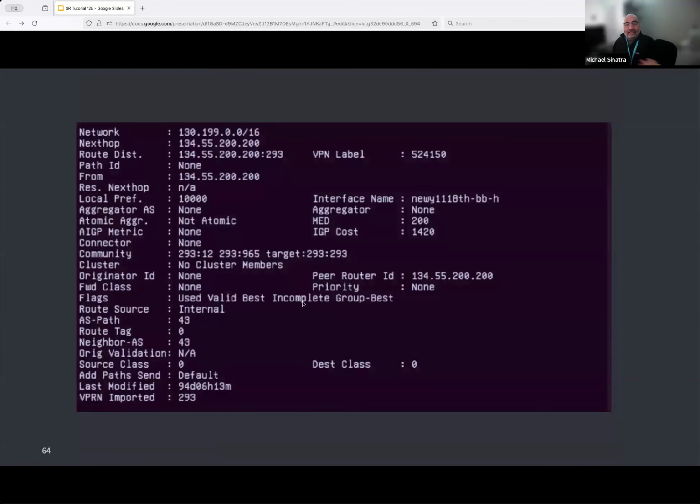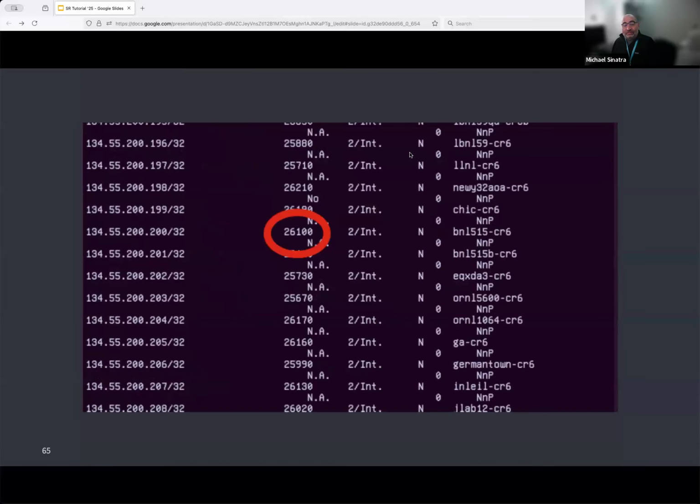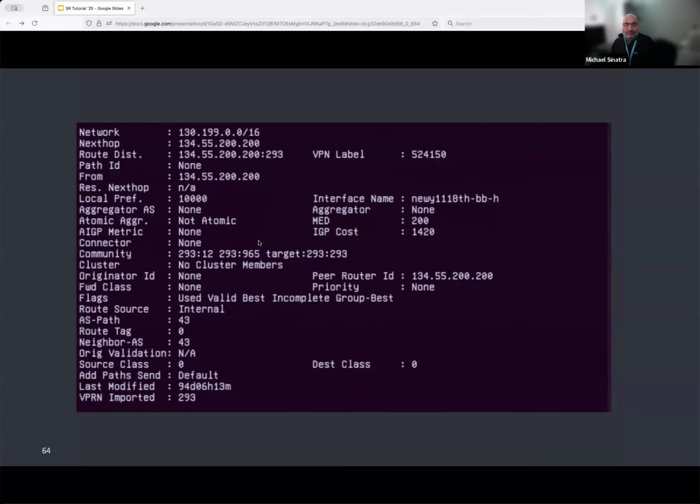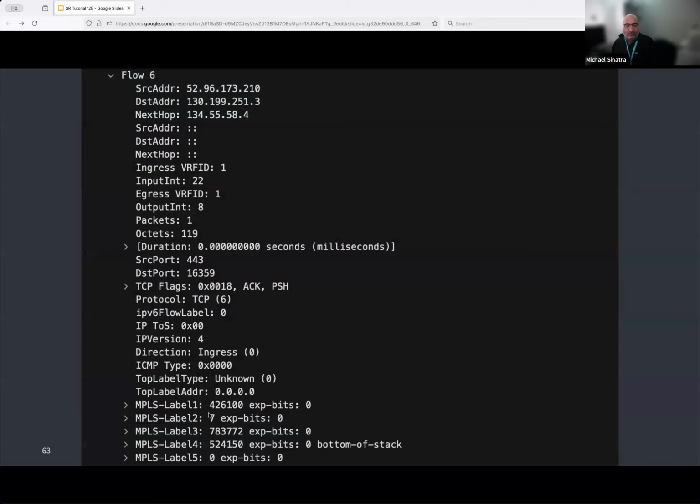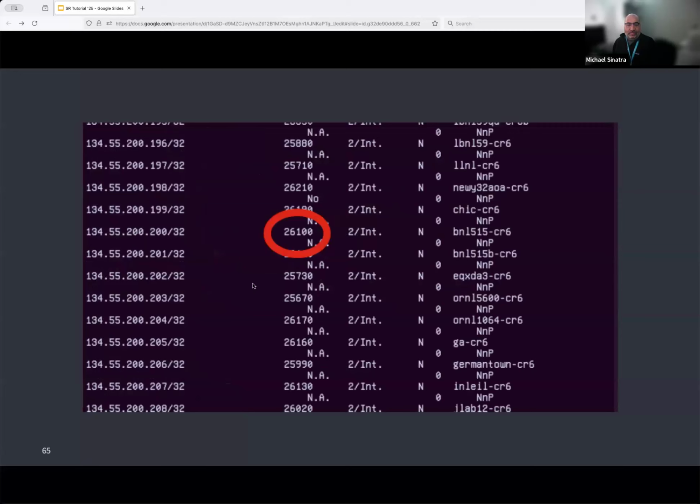And here you can see the actual route, and you can see that the route as it's distributed in IBGP actually has a VPN label stuck on it. So that's the same VPN label you saw here. And that label, it turns out, matches the node SID. You can see the node SID that it's going to here, 426.100. That actually matches the node SID 261.0.0 of BNL 515. So that's our shard router at BNL.